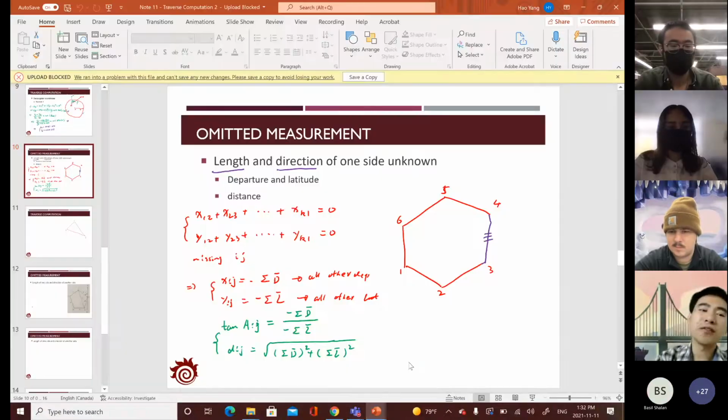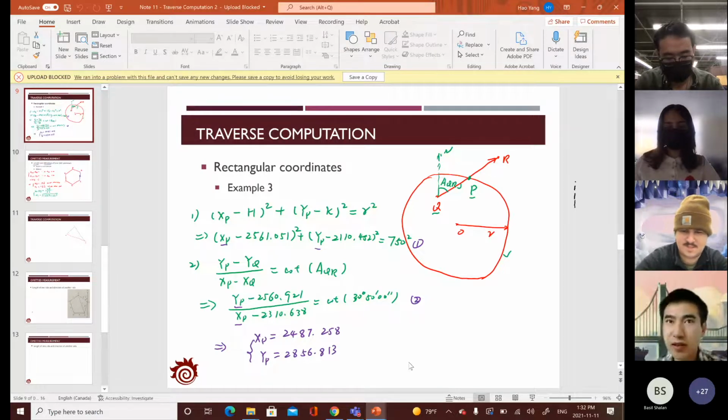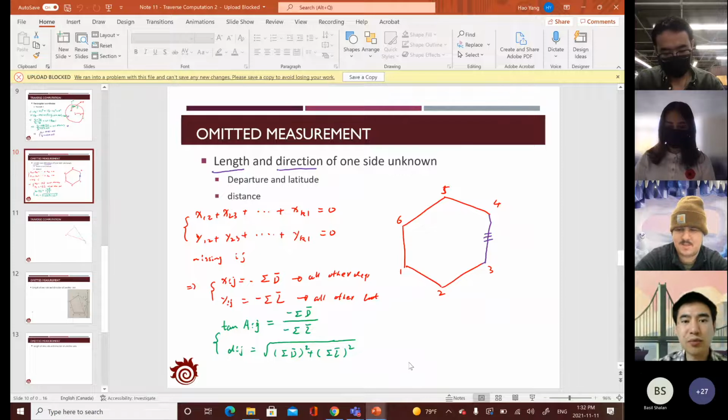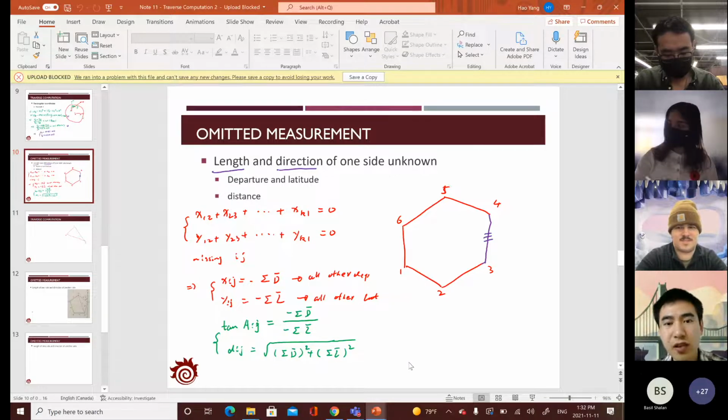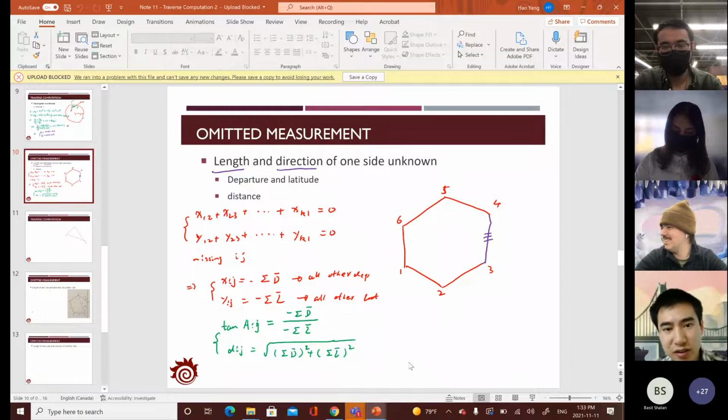Okay, so yesterday we introduced almost all the necessary knowledge for the traverse computation, including the adjustment for the departure and latitude, and also the directions. And we also showed a simple example about how we're gonna handle the situation when one side of the closed loop traverse is missing, or even more complicated situations.